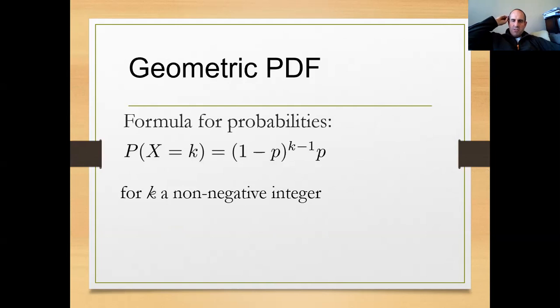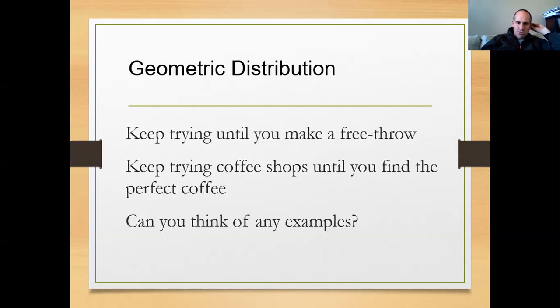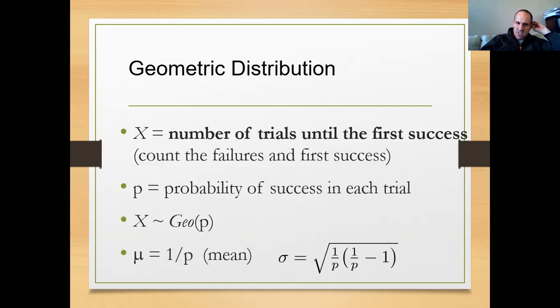Here's the formula for the geometric distribution. And let's think about why this is the case. It's not really that hard. So what's the probability that X could be equal to K? K could be any positive integer, because it's the number of trials here. It's the number of trials until the first success, and you count both of those things: the failures and the first success.